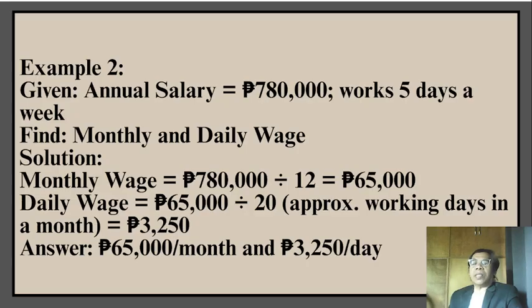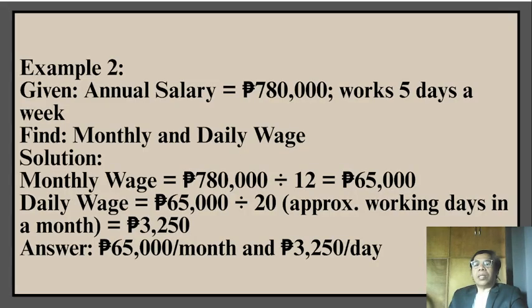Example number 2, given annual salary 780,000, works 5 days a week. Monthly and daily wage is the required. And then solution, monthly wage is equal to 780,000 divided by 12 is equal to 65,000.